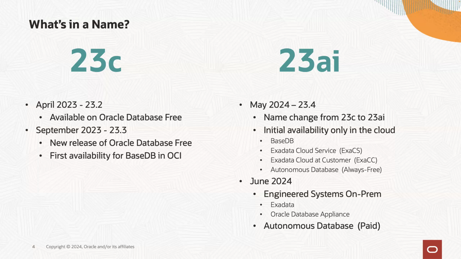And we've continued to add functionality, as you can see, in May of this year. Most recently, in June, we introduced support for our engineered systems on premises. And as we speak, we're also rolling out support for Autonomous Database Paid, which was prior to that, always free. Now, I'll also point out that the current version of 23AI, the latest version out there right now, is 23.5.